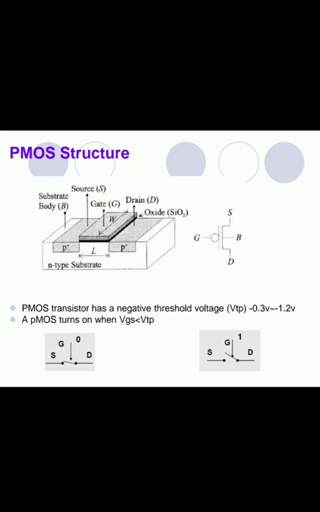So here if the value of VGS is less than VTP, at that time PMOS will act as an on switch, and if VGS is greater than VTP, PMOS will act as an off switch. Exactly vice versa of NMOS. In NMOS, what was it? VGS value was greater than the threshold.